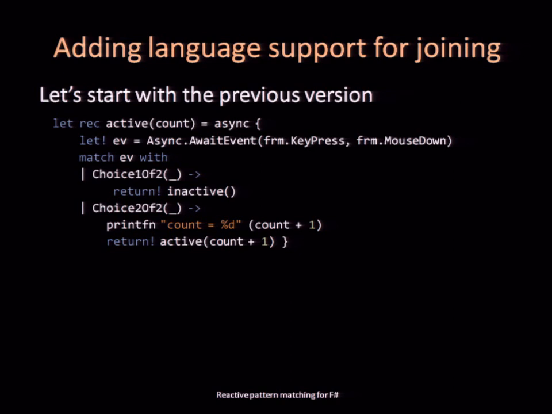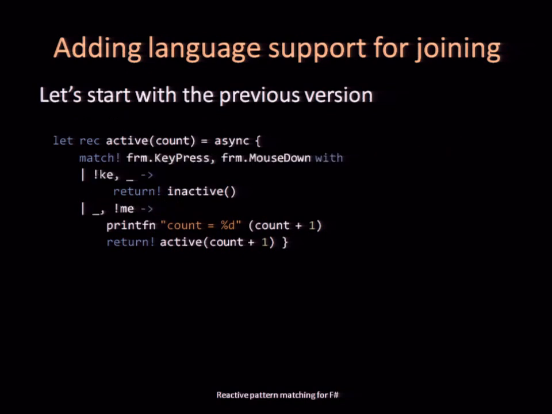So the let bang in this code represents bind from monads, and we need something like the ability to wait or to bind on multiple values. So we can change this to something like this. And now the match bang, that's just a more general version of the let bang primitive, where you're waiting for multiple events, multiple values, and you can write some patterns here.